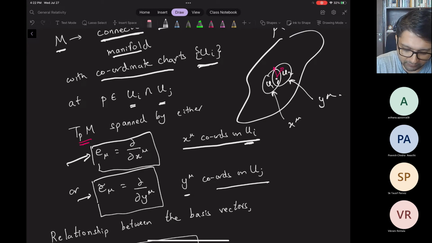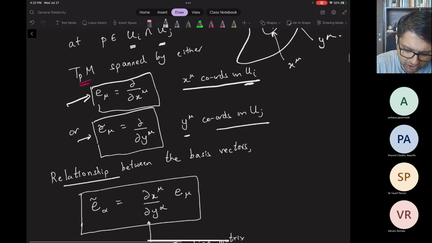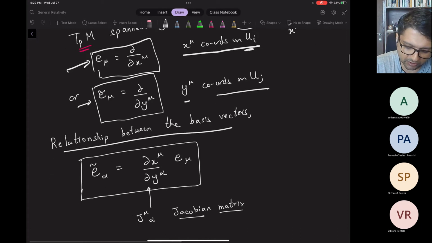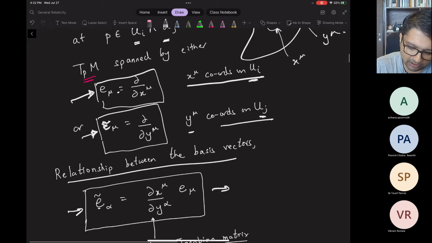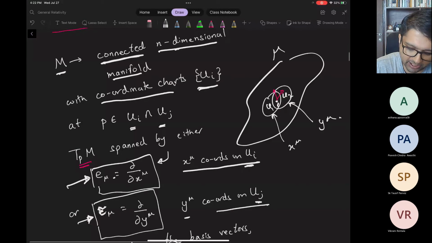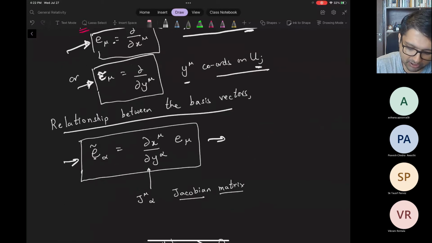So these are two different ways of expressing the tangent vector basis, the collection of basis tangent vectors. And we know now that there's a relationship between these basis vectors: these twiddle basis vectors, which are defined on the coordinate patch Uj, are related by a Jacobian transformation to the tangent basis vectors expressed using these x mu coordinates.